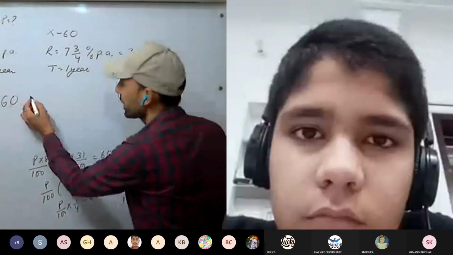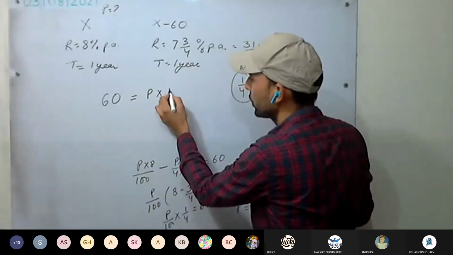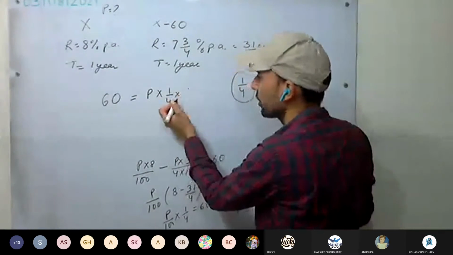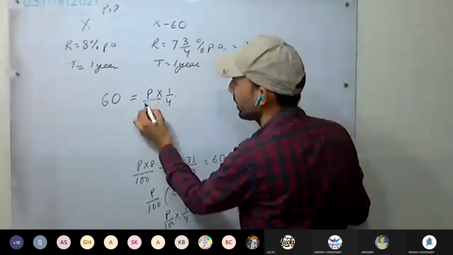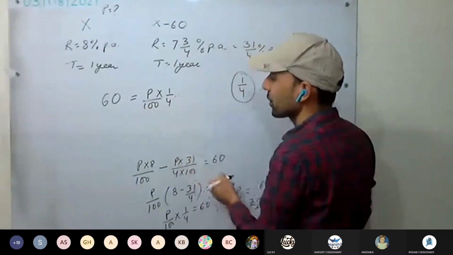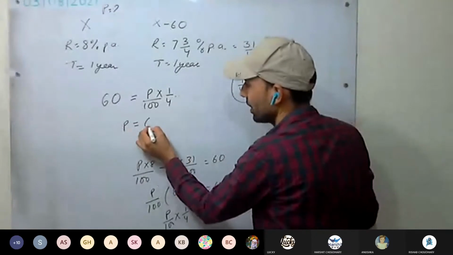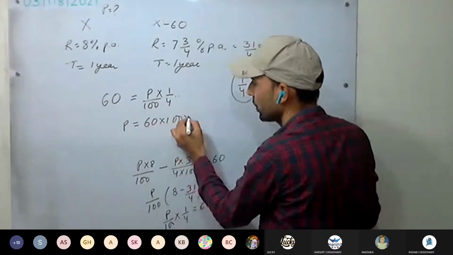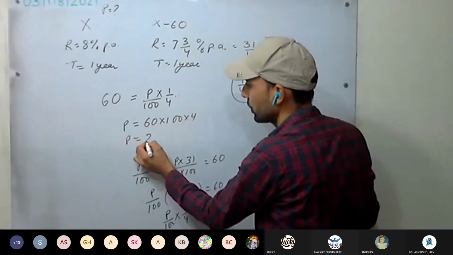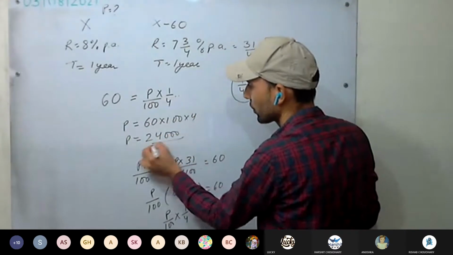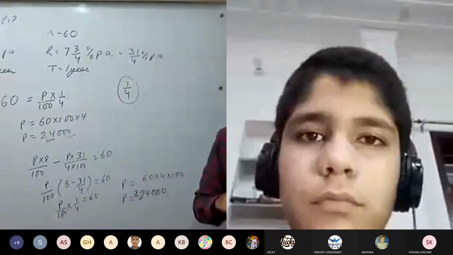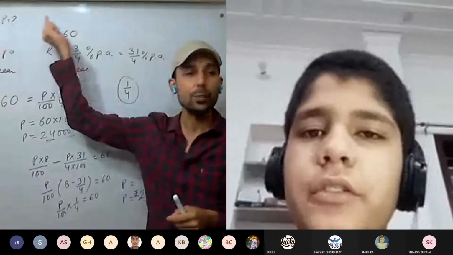So we can equate 60 equal to PRT. P into 1 by 4 into T, where T is 1, divided by 100. Calculate P. 60 into 100 into 4. P equal to 24,000.